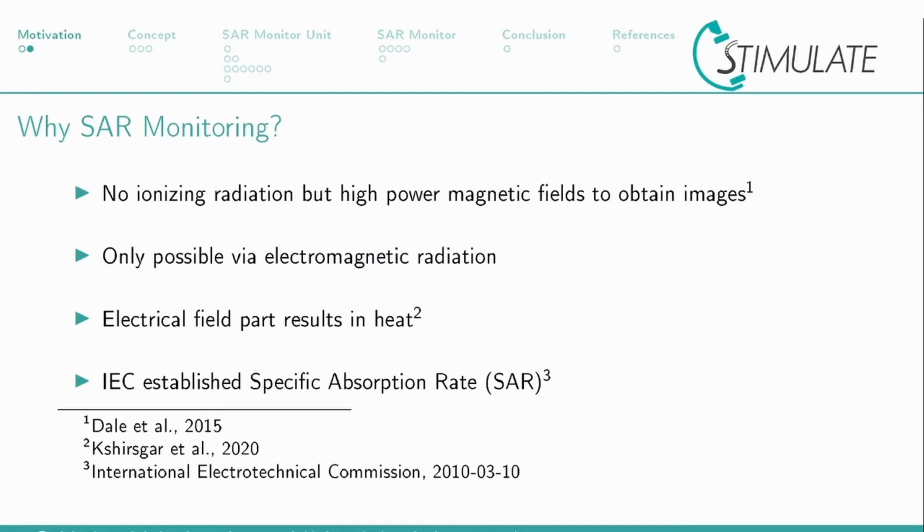In order to excite the magnetic moments, electromagnetic radiation has to be used. The electrical component of this radiation cannot be used for imaging, but results in heat generation within the patient. This heat cannot be measured directly, so in order to give a measure, the International Electrotechnical Commission established the specific absorption rate, being basically the electrical field power to the patient. The SAR is limited by the corresponding standard, and by adhering to this norm, no critical heat will be generated within the patient.